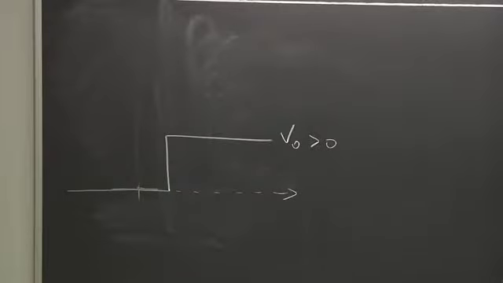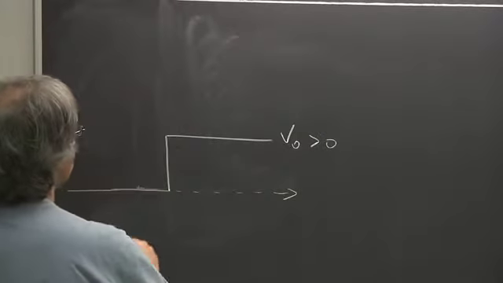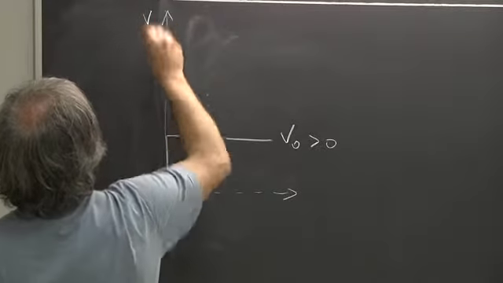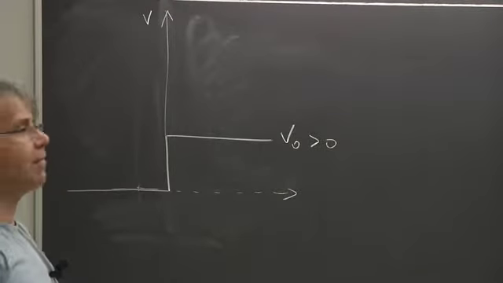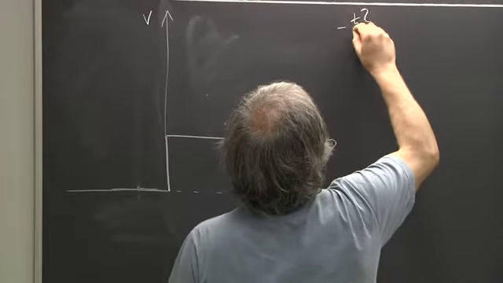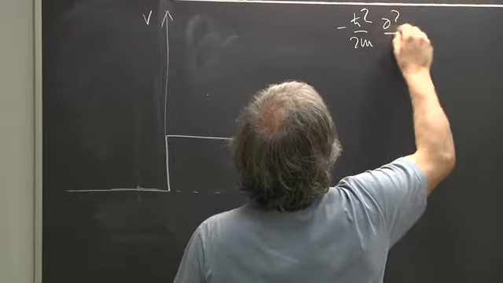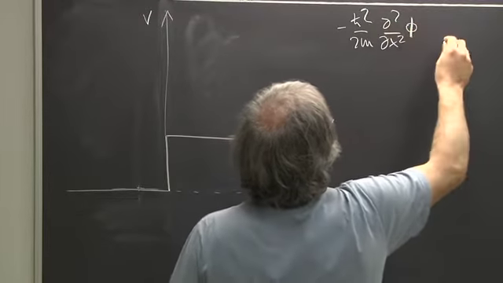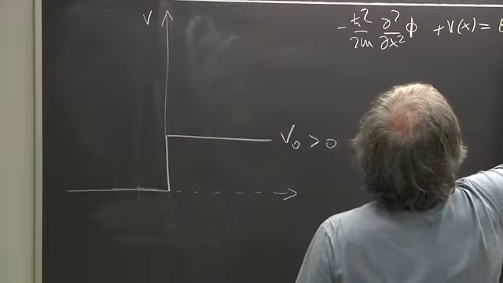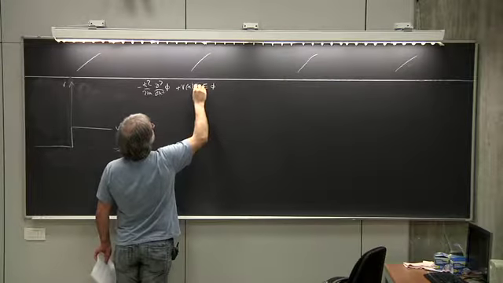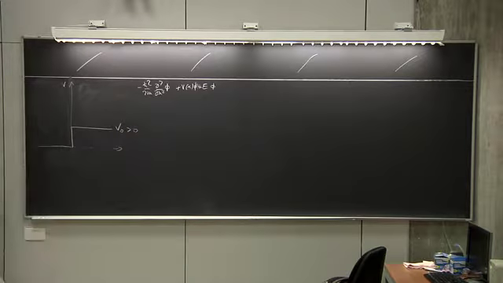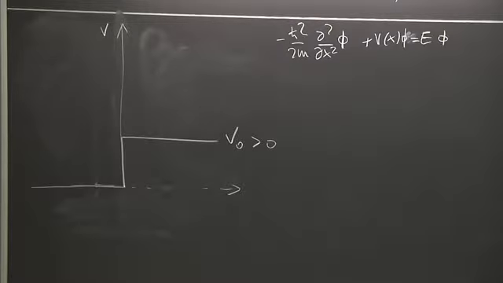Okay, so let us see. Where should we look for? This is the energy, obviously. Okay, so the potential. Where should we look for energy eigenvalues? So we want to solve minus h bar squared over 2m, second derivative with respect to x of phi, plus V of x phi equal to E phi. Okay? Where should we look for E?